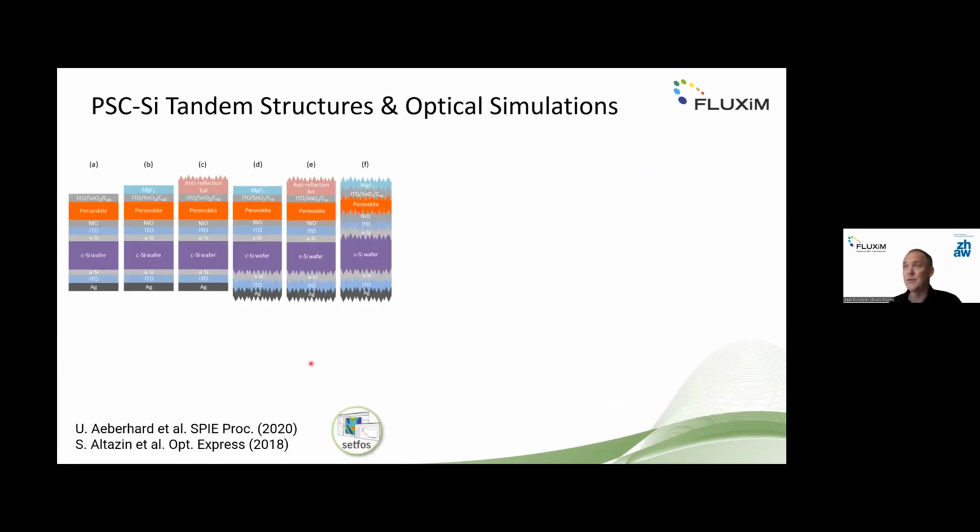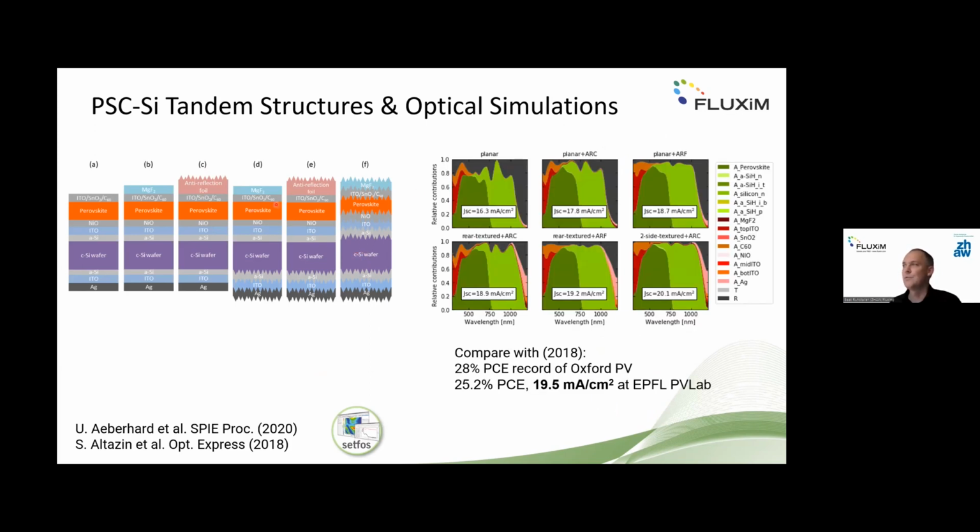And you can further play around by switching from NIP to PIN structures, for instance, by adding anti-reflections, and also do a fully textured front and back side silicon wafer. And this would allow you to go from this kind of EQE to the more flat and high efficiency EQE spectrum.